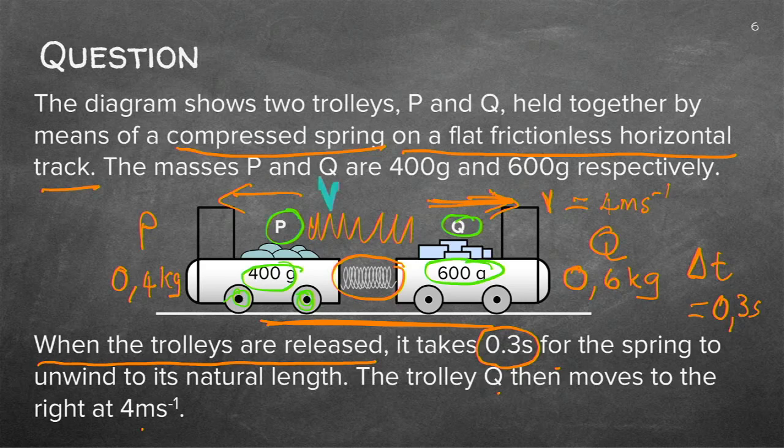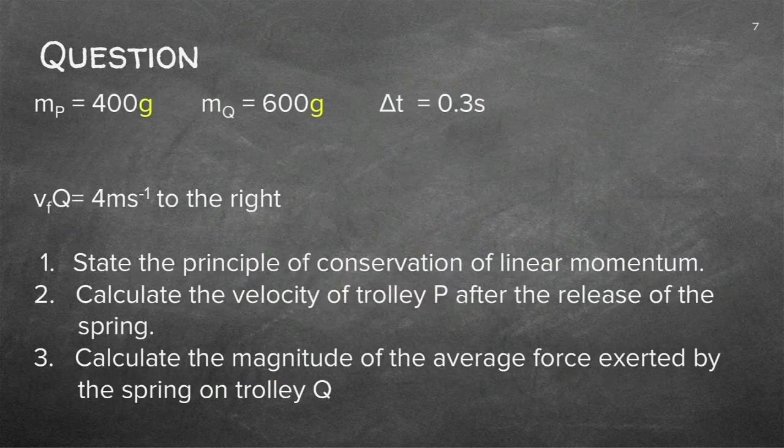So the VI for both of them will be 0. Here I've got the VF, and I probably would be asked to calculate this VF. But let's go to the questions. I've got a mass of 400 grams. We already put that into 0.4 kilograms. The other mass, 0.6 kilograms. Remember to convert, and I've got the time.